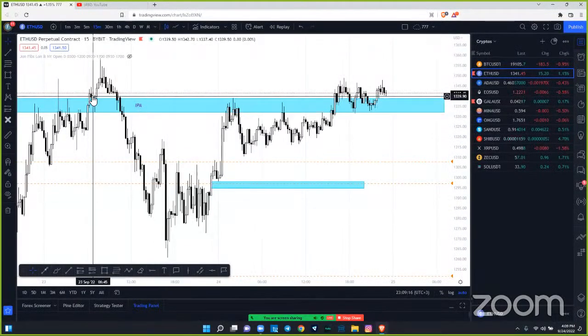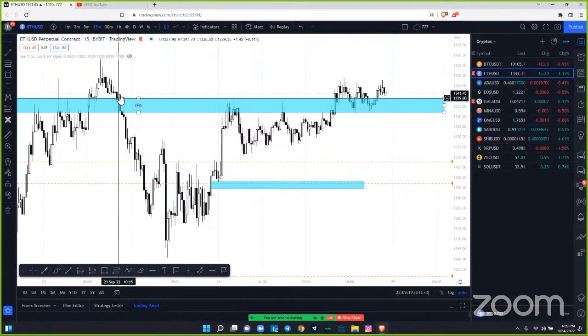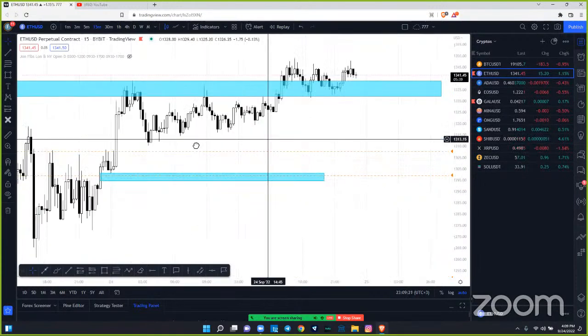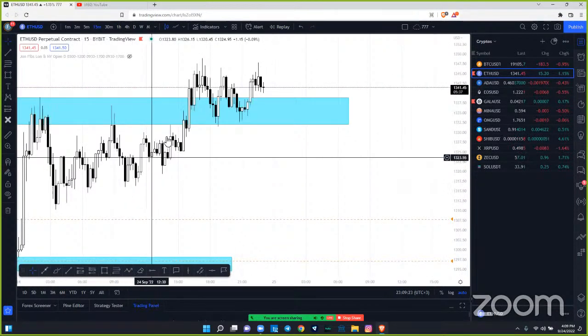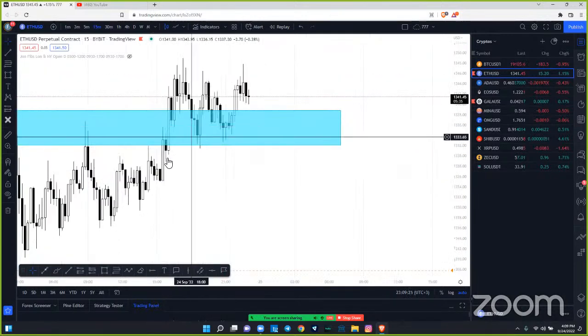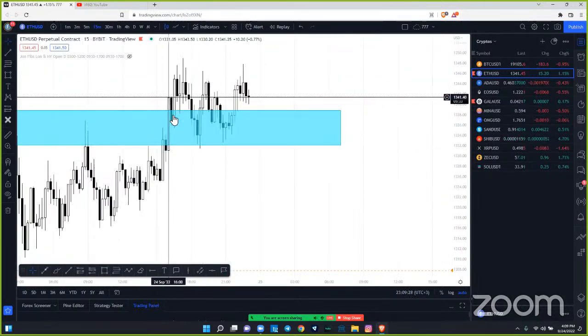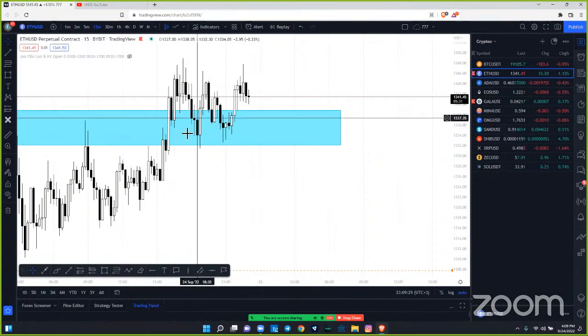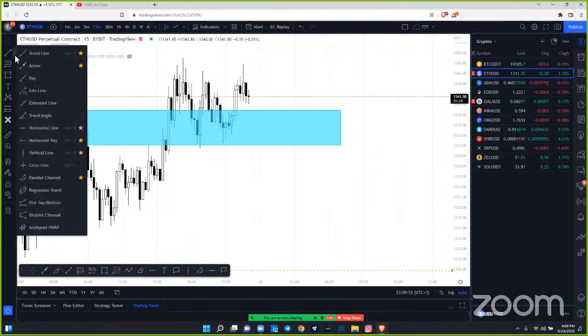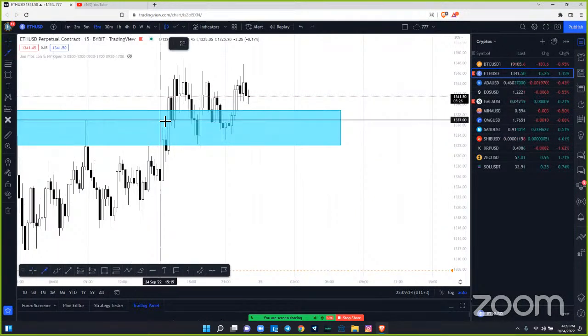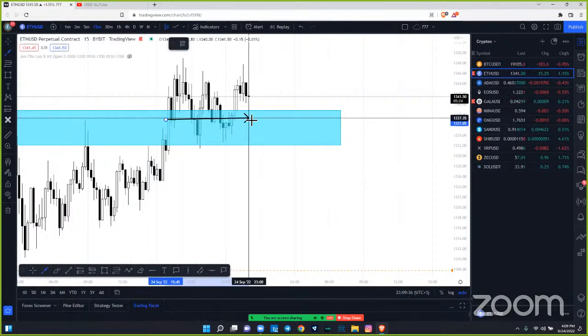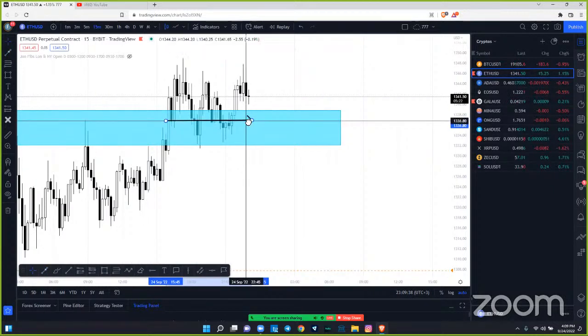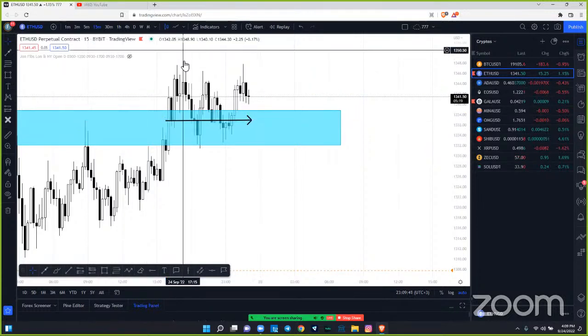But we never got a mitigation out of it. We actually did. But looking left to right, as you can see, we are still within that point of interest: higher high, higher low, higher high, break. So I identify this as a break of structure. Of course, you can go on a lower time frame and identify that for yourself.